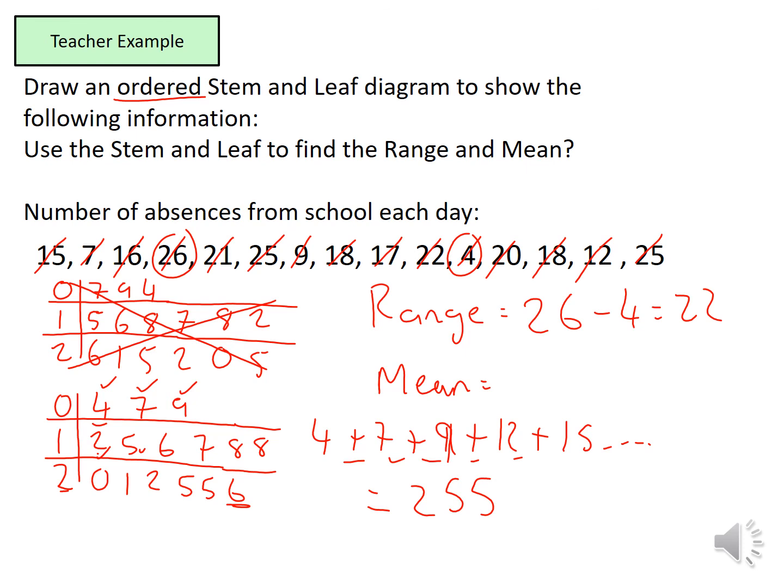I then need to divide by how many there are. So 1, 2, 3, 4, 5, 6, 7, 8, 9, 10, 11, 12, 13, 14, 15. So I need to divide 255 by 15. Again, using a calculator, my answer is 17. So the mean for this stem and leaf diagram is 17.